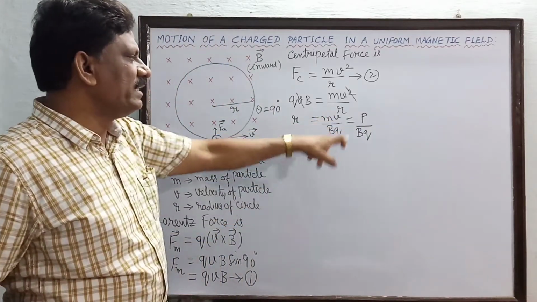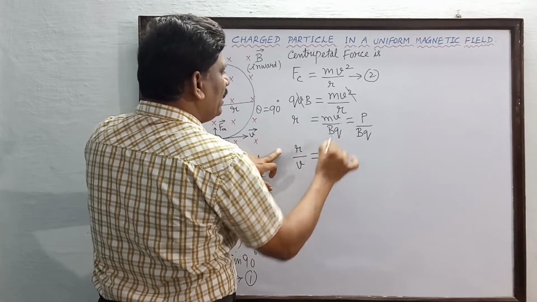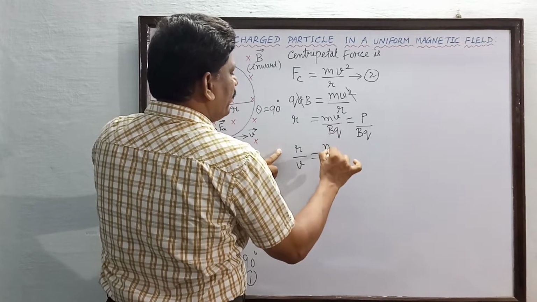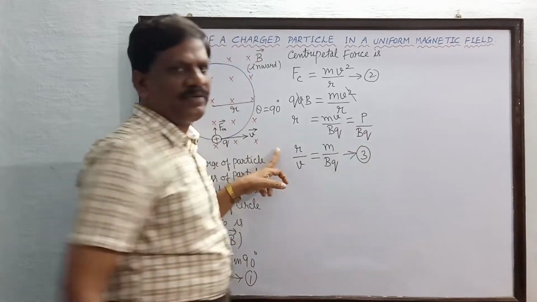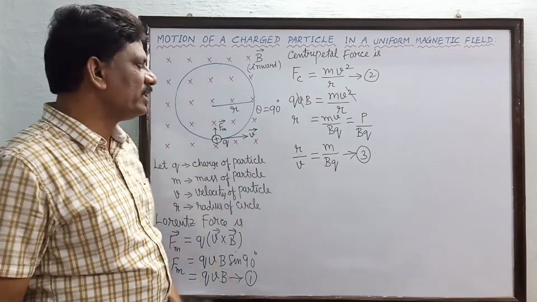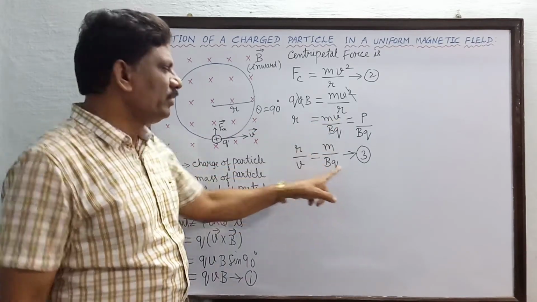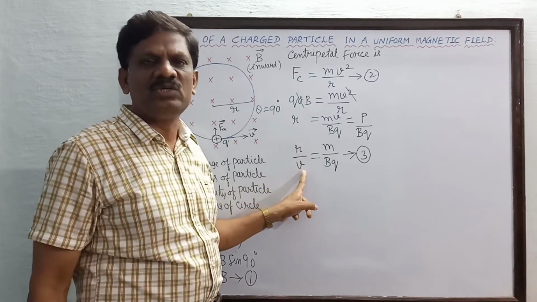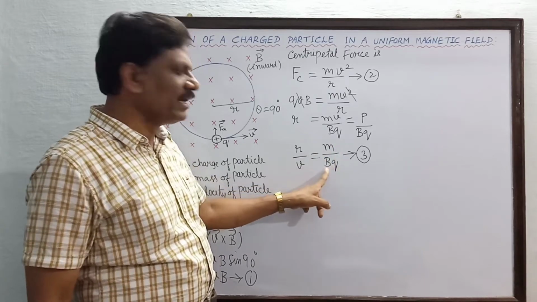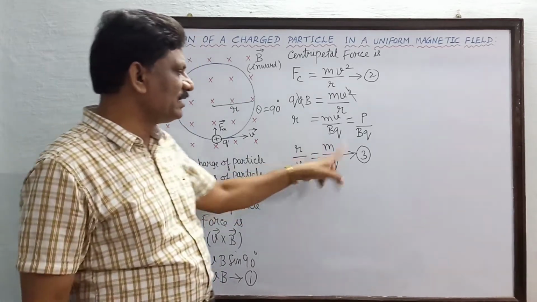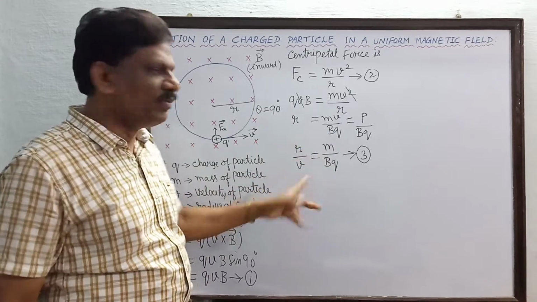Or I am going to modify this equation like this: r divided by velocity v is equal to m divided by BQ. And this is a required equation for the further steps. So I am calling this equation 3. The ratio of r by v is equal to m divided by BQ. Now you see here the ratio of the radius of the circular path to the velocity of the particle is a constant, because mass of the particle, charge of the particle and the strength of the magnetic field all are constants. So r by v is a constant, or v by r is also a constant, you must remember.